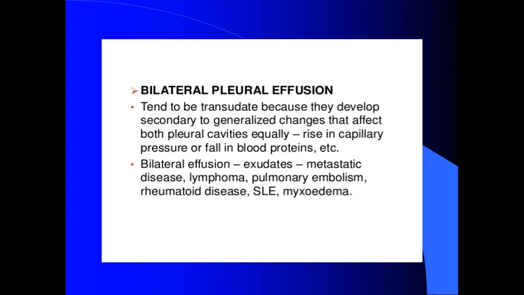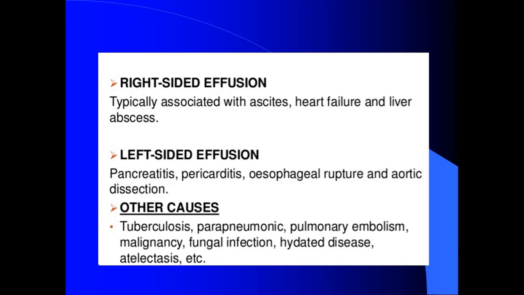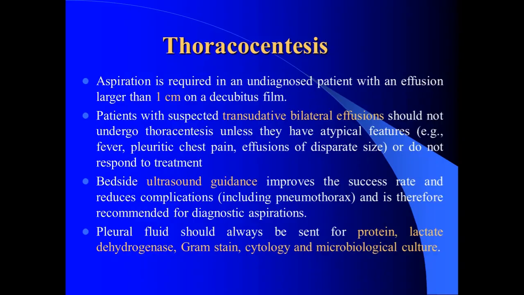If the patient has bilateral pleural effusion, it is most likely a transudate, because it is secondary to generalized changes that affect both pleural cavities, so we have to think about a systemic cause of the pleural effusion. Right-sided is typically associated with ascites, heart failure, and sometimes liver abscess, and left-sided is secondary to pancreatitis, pericarditis, or esophageal rupture.